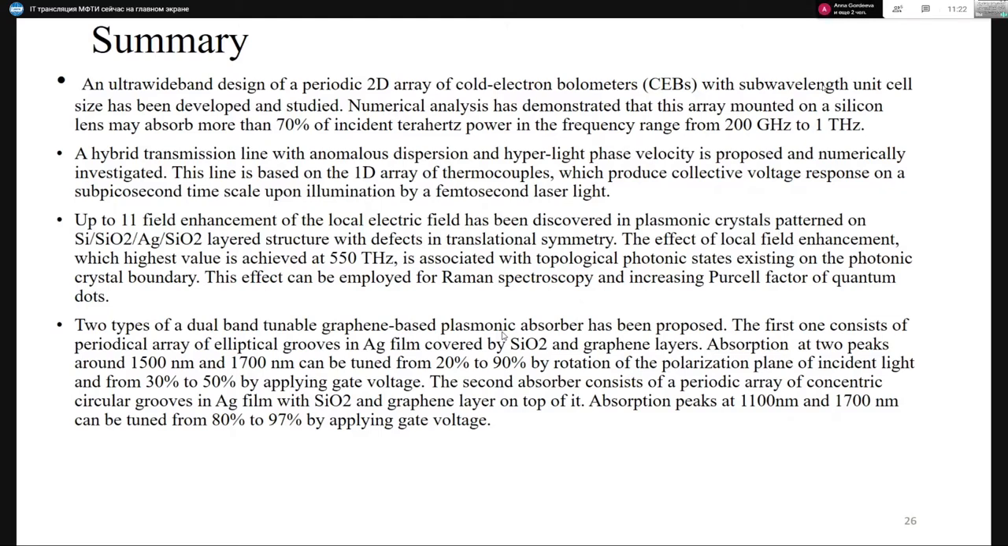And for the other structure, from 1,100 nanometer to 1,700 nanometer, it can be tunable from 80% to 97%. Thank you for your attention.